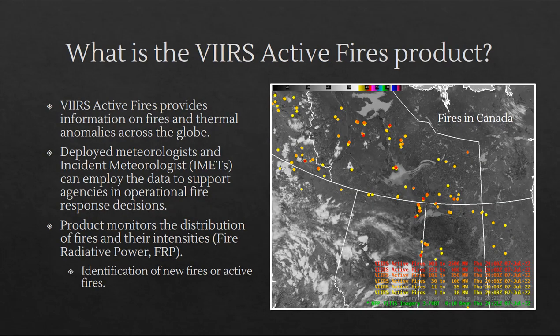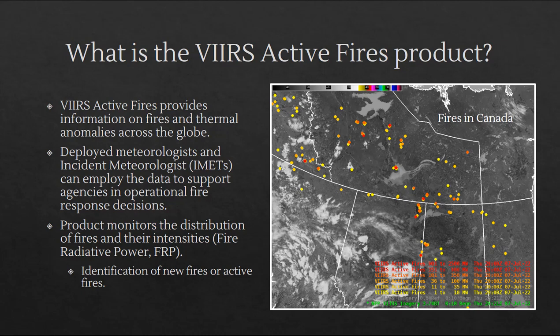So what is the VIIRS Active Fires product? The product is derived from the Visible Infrared Imaging Radiometer Suite, VIIRS, instrument that is on board 3 satellites: the Suomi National Polar-orbiting Partnership (SNPP), the National Oceanic and Atmospheric Administration 20, NOAA 20 satellite, and the NOAA 21 satellite that provide information on fires and thermal anomalies across the globe.